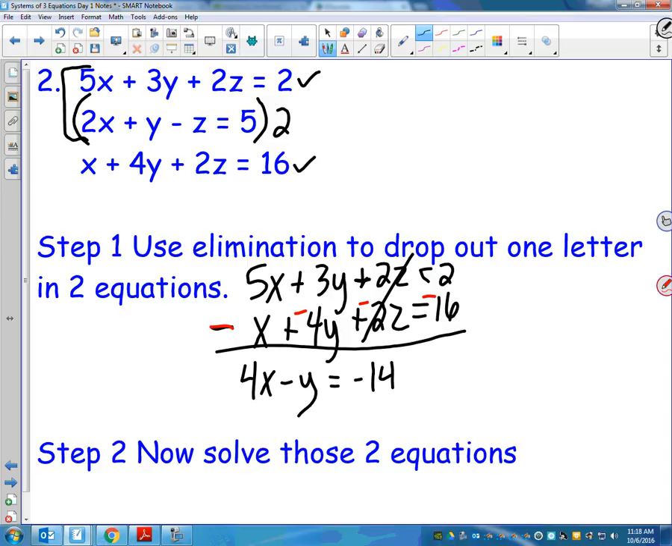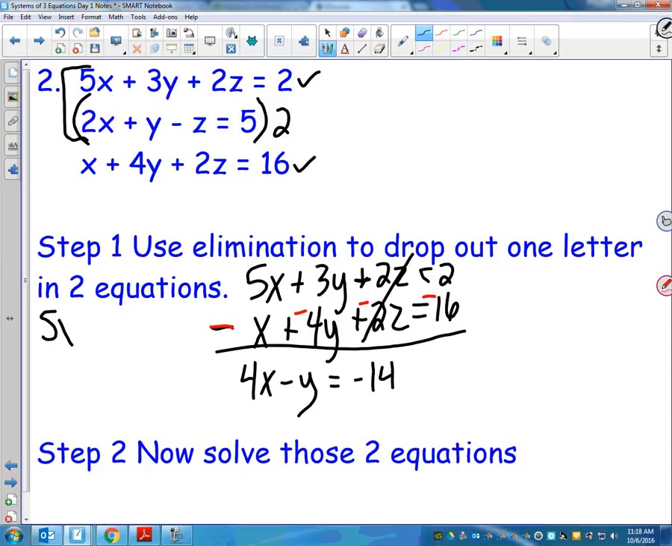Yes. So why do we multiply by 2? Because I want to drop out the same letter I dropped out already. So since there's a 2 in front of this Z, I'm multiplying by 2 to make them the same. If there was a 4 in front of Z, I'd multiply by 4. So, Angelina, I think your question is going to get answered in a minute after we do this, all right?